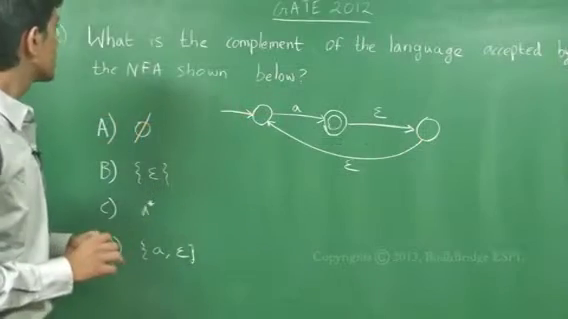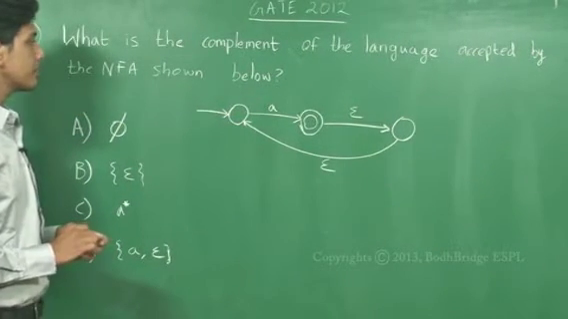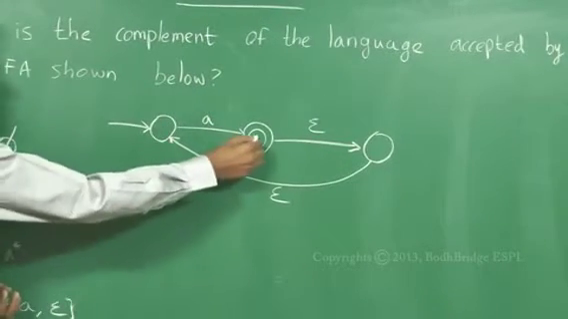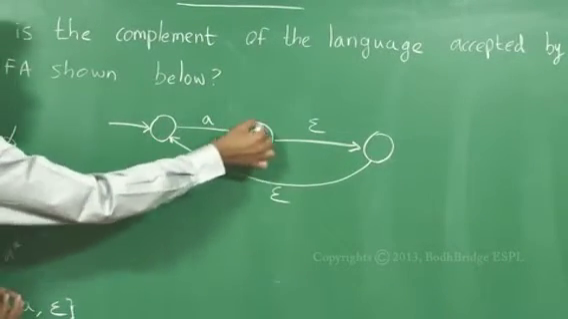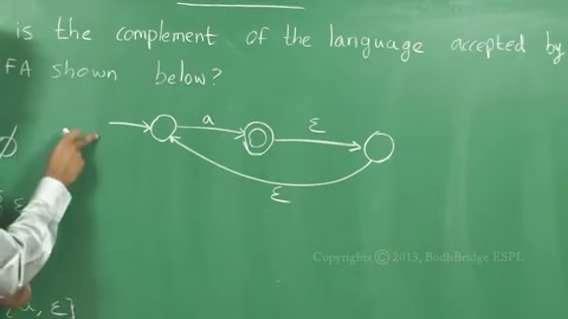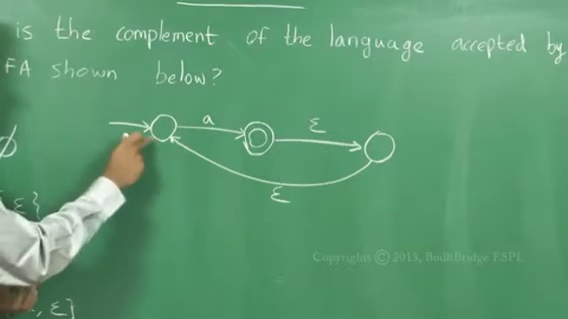The question is, what is the complement of the language accepted by the NFA shown below? So the NFA has three states where one is a terminal state. Basically these two circles represent a terminal state, and the circle in which there is an entry arrow is the starting state. So the NFA has a starting state.